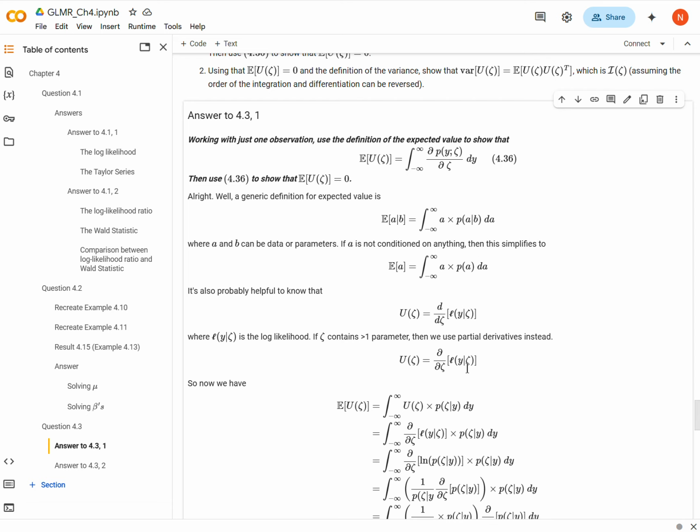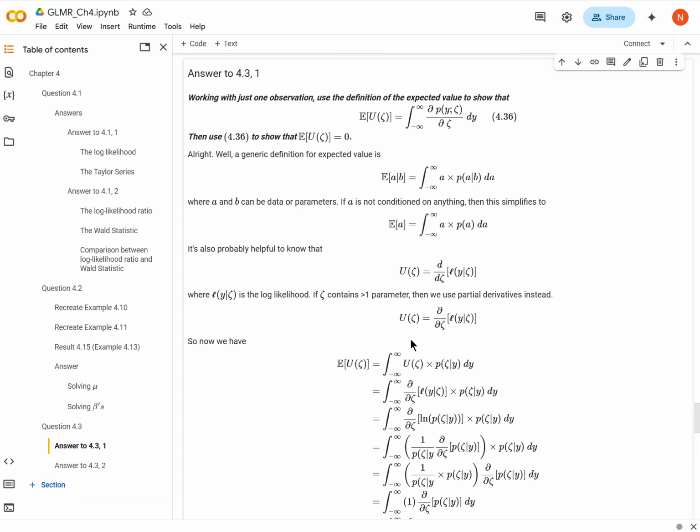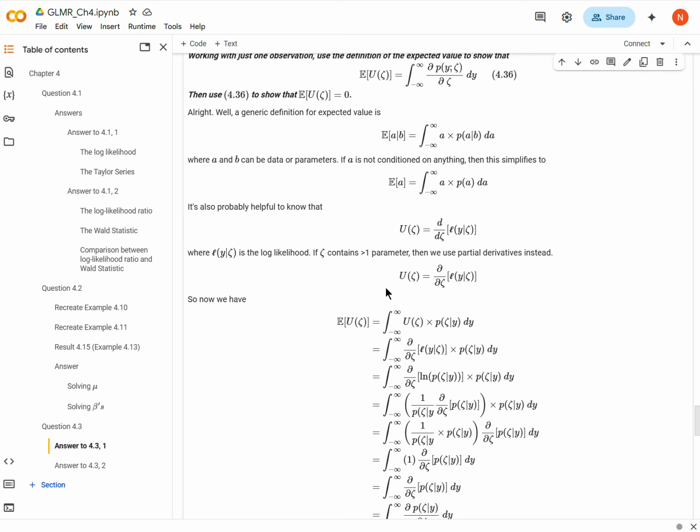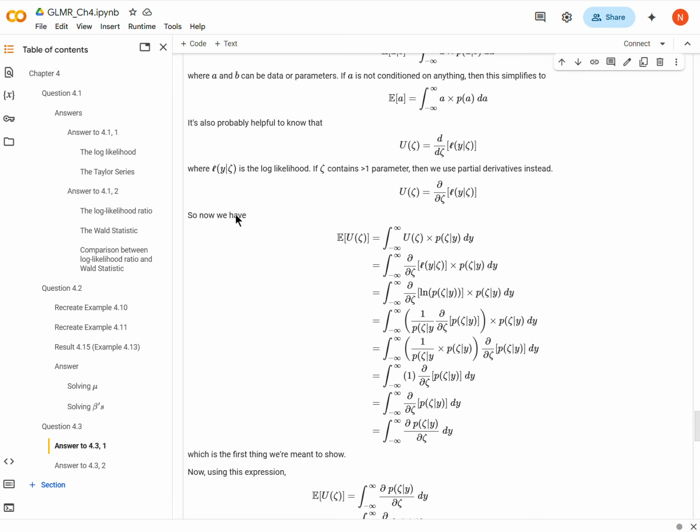All right. So next we have the score function. Remember that the score function is the derivative with respect to a parameter of the log likelihood. It's not the likelihood, but the log of the likelihood. And if zeta represents more than one parameter, then we're using partial derivatives instead.